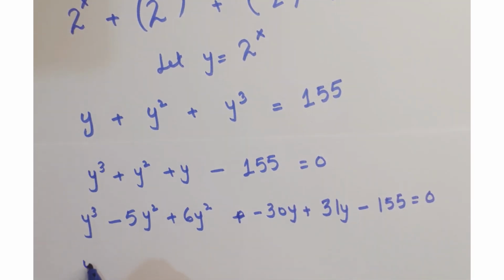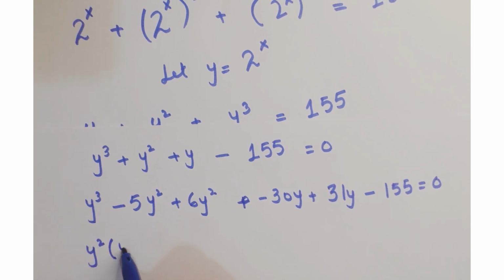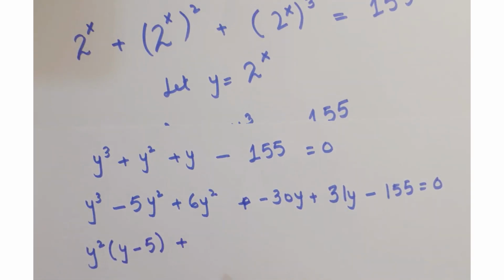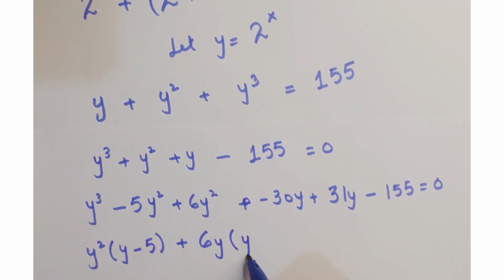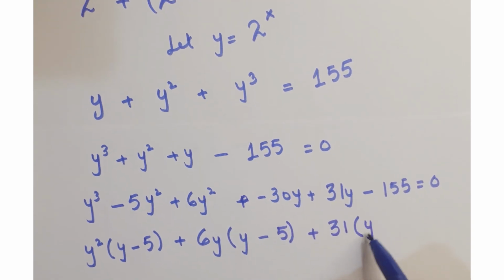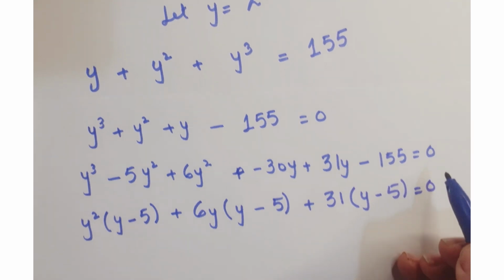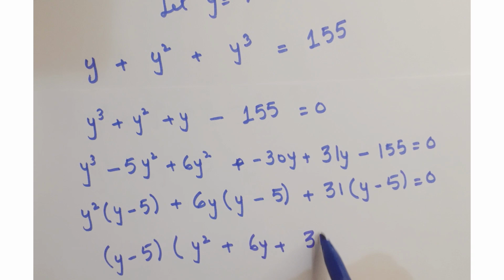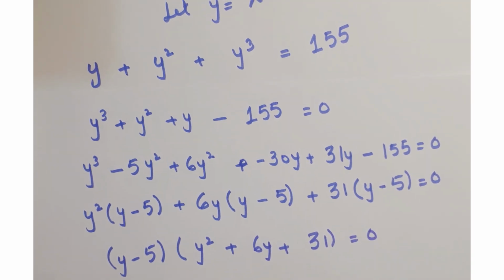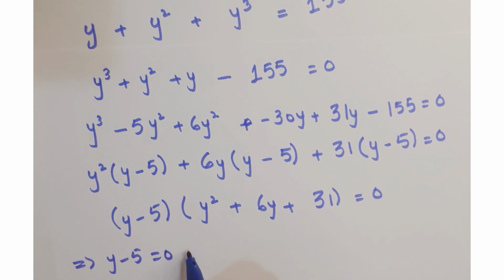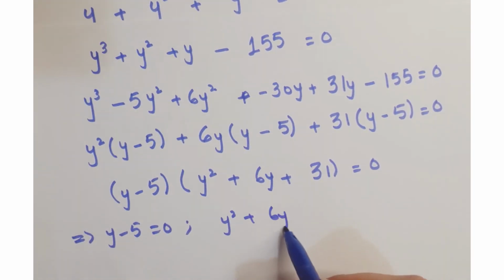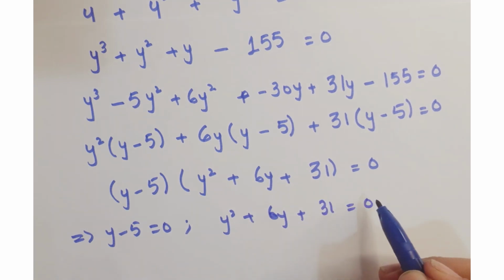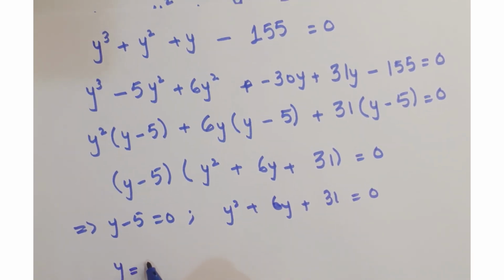Now out of these two terms, taking out y square common, here you get 5y minus 5, plus taking out 6y common in these two terms, further taking out 31 common, you get y minus 5 is equal to 0. Out of these three terms, take out y minus 5. So here you get y square plus 6y plus 31 is equal to 0. Now this implies y minus 5 is equal to 0 and y square plus 6y plus 31 is equal to 0. Further, you can write it as y is equal to 5.